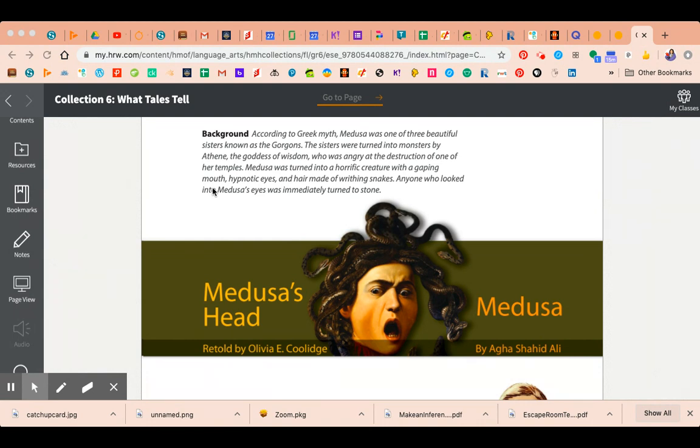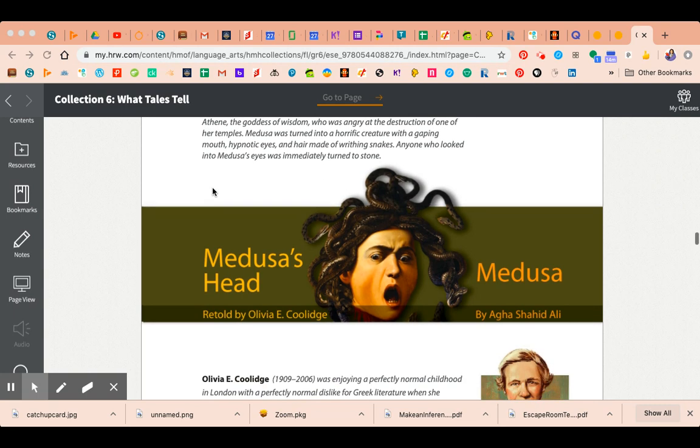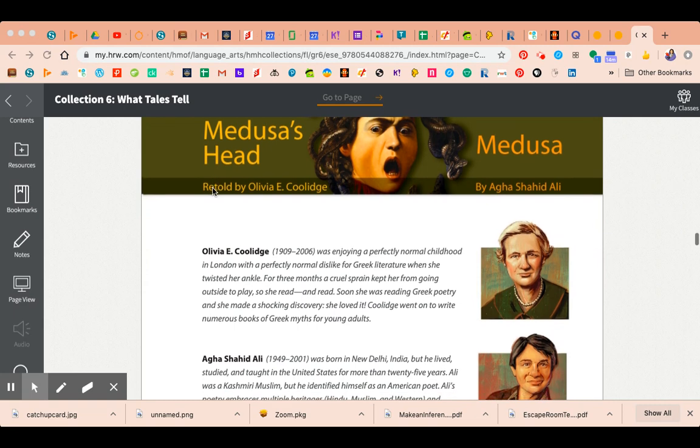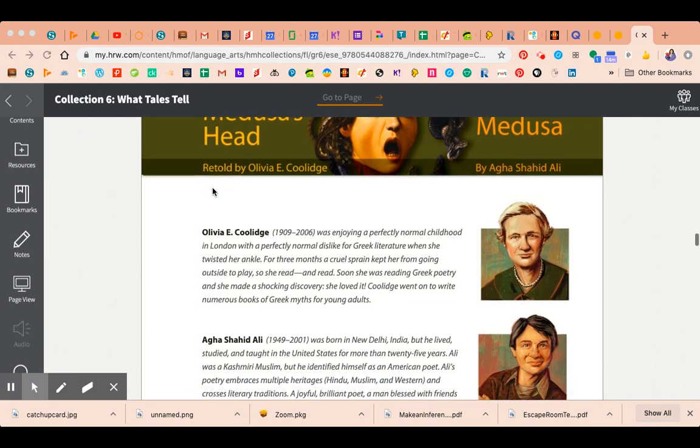According to Greek myth, Medusa was one of three beautiful sisters known as the Gorgons. The sisters were turned into monsters by Athene, the goddess of wisdom, who was angry at the destruction of one of her temples. Medusa was turned into a horrific creature with a gaping mouth, hypnotic eyes, and hair made of writhing snakes. Anyone who looked into Medusa's eyes was immediately turned to stone. Medusa's Head, retold by Olivia E. Coolidge and Aga Shahid Ali.